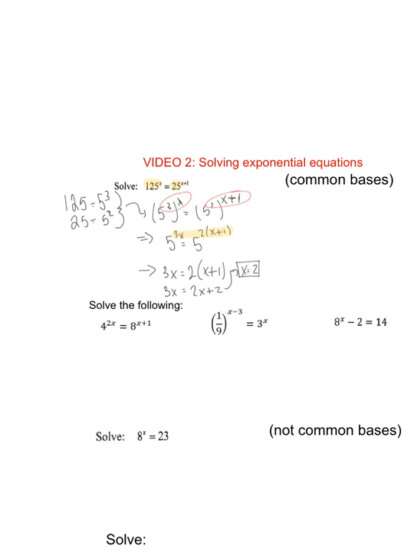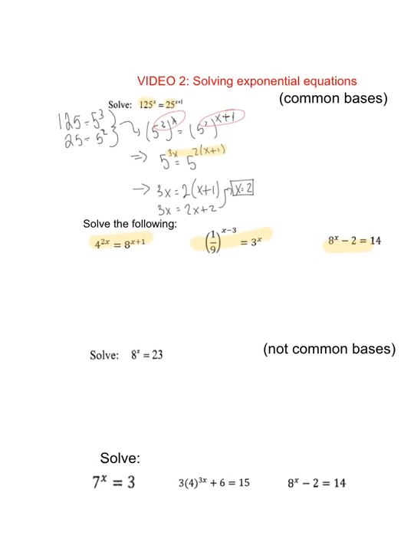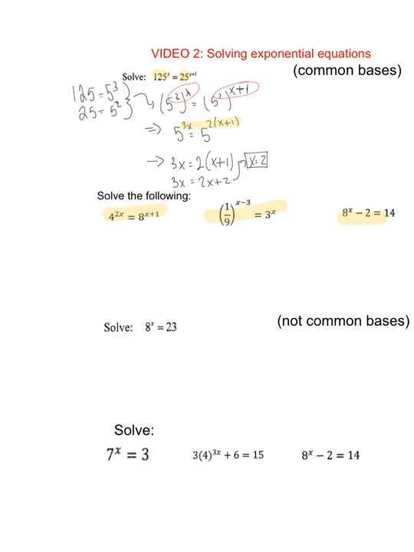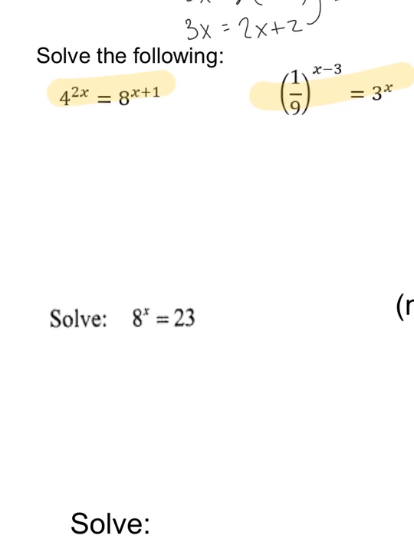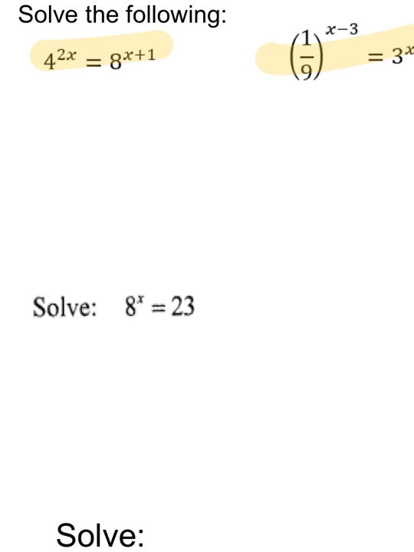But go ahead, try these next three. Check your answers online or on the answer key, and then move on. The next thing that's not quite as easy is when we don't have a common base. As we can see here, you can try if you want to, but there's no way you're going to be able to write 8 as a base 23 or 23 as a base 8.